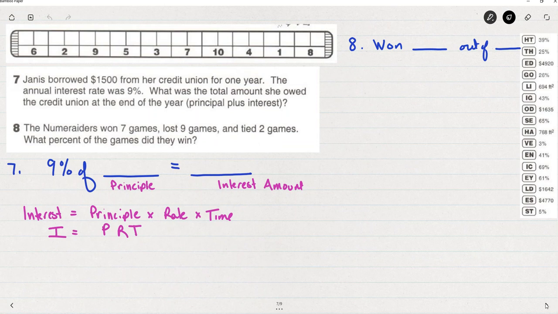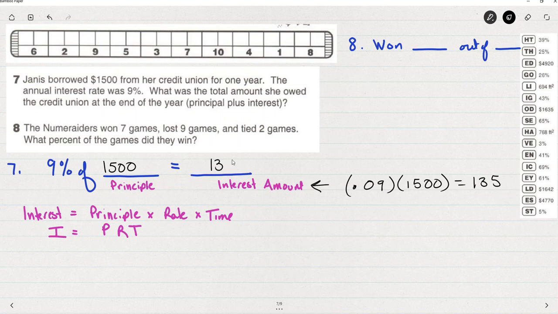Number 7, Janice borrowed $1,500 from her credit union for 1 year. The annual interest rate was 9%. What was the total amount she owed the credit union at the end of the year? Principal plus interest. Well, first we need to find out how much interest she owes. She's going to owe 9% of $1,500. So if I multiply 0.09, 9 hundredths, 9 out of 100 of 1,500, so 0.09 times 1,500, I get $135. Her interest amount is $135.